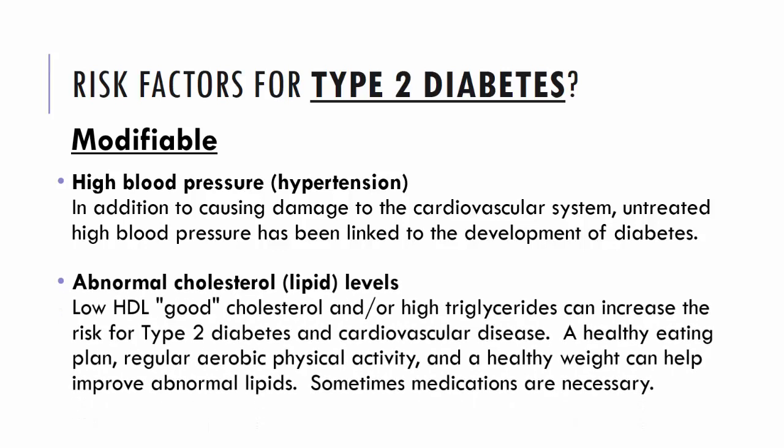Also, our cholesterol or lipid levels. Having a low HDL or good type of cholesterol and or a high level of triglycerides can increase the risk for type 2 diabetes and cardiovascular disease. A healthy eating plan, regular aerobic physical activity, and a healthy weight can help improve abnormal lipid levels. Sometimes medications are also necessary.